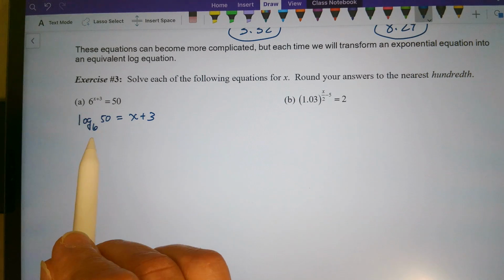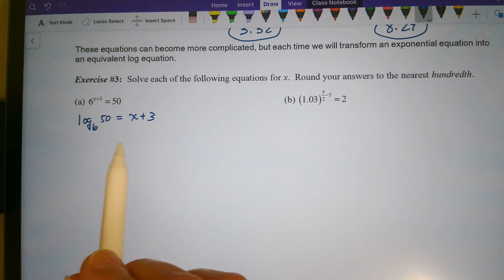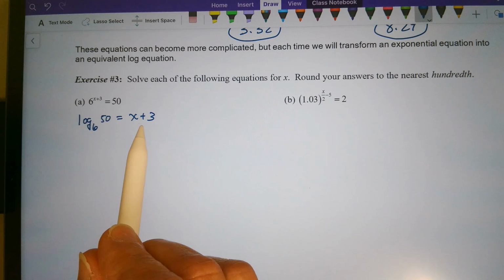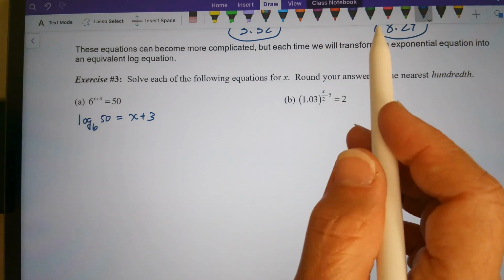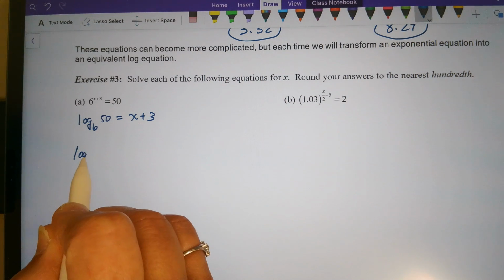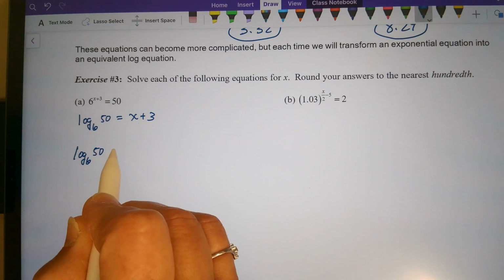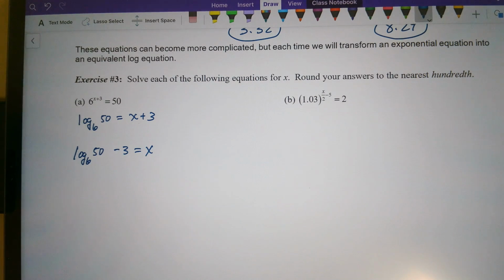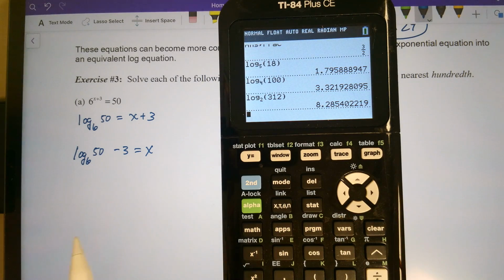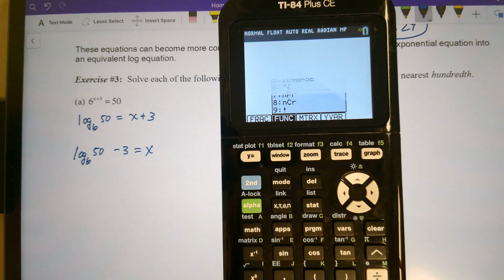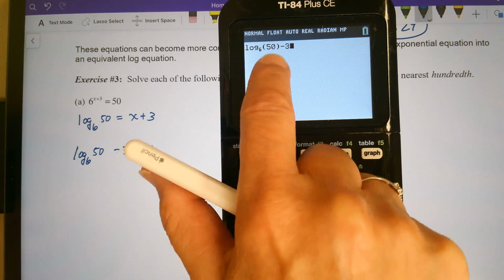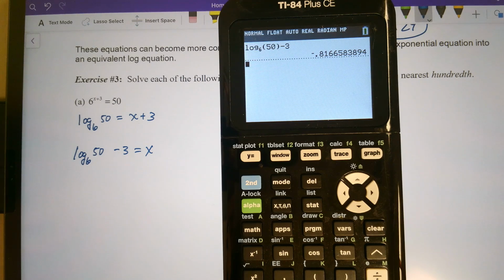Now, we can key this into the calculator. I hold off. I'm not going to touch the calculator until I have x by itself. So the next step is to subtract 3, and I have log base 6 of 50, subtract 3 equals x. Now I'll put that into the calculator. Make sure that when you key it in, you arrow out of the log parenthesis. Arrow out of log base 6 of 50, and then put the subtract 3. If you have the subtraction of 3 within the parentheses, it's incorrect.